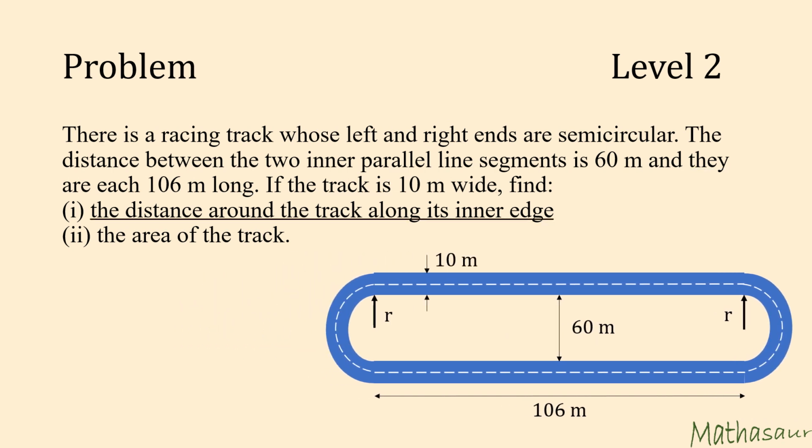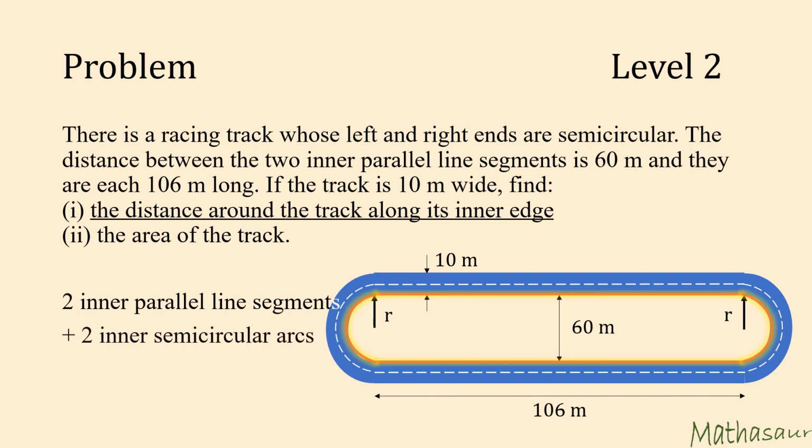Now we have to find the distance around the track along its inner edge, which means we are looking at the two inner parallel line segments along with the two inner semicircular arcs. Now we know that each parallel line segment measures 106 meters. So we could write that as 2 times 106.